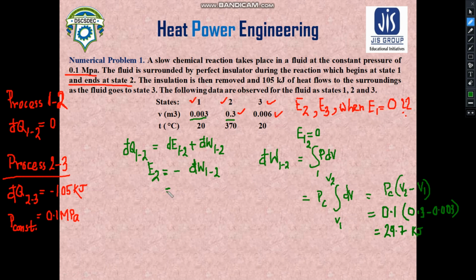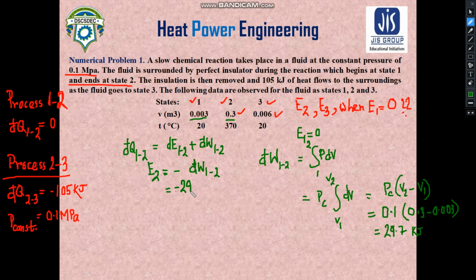Now if you put the value of this work done for the process 1 to 2, it will be minus 29.7 kilojoule. It is very easy to understand now, I believe. So it will be minus 29.7 kilojoule.